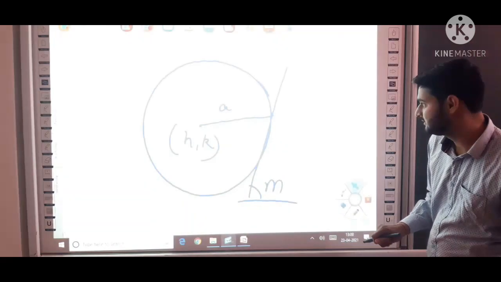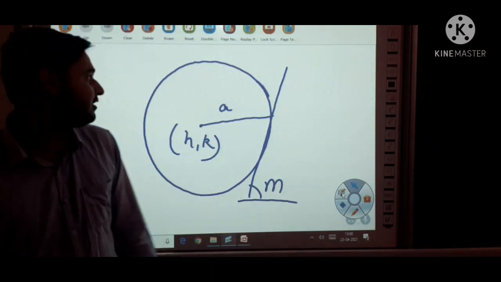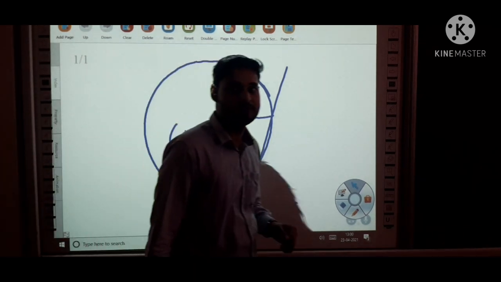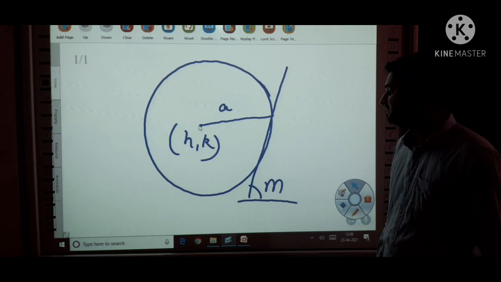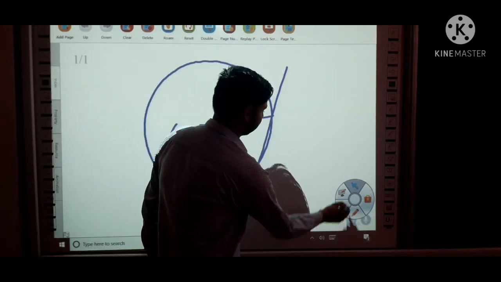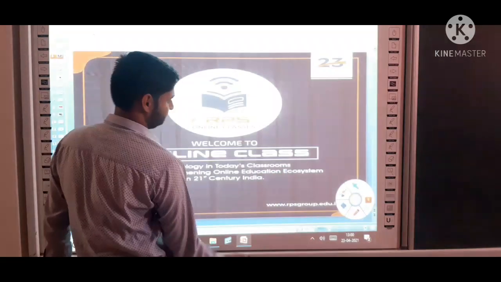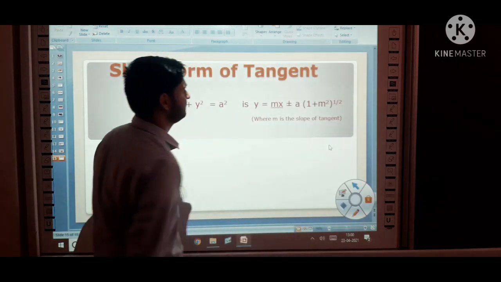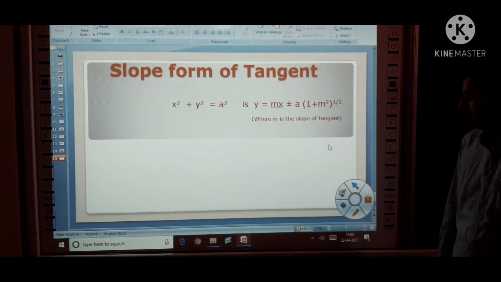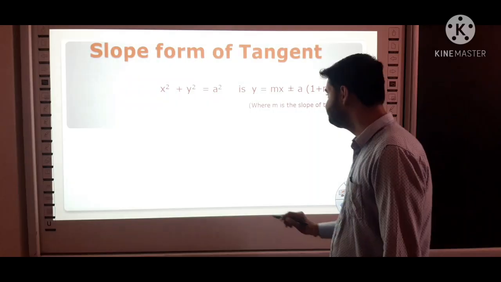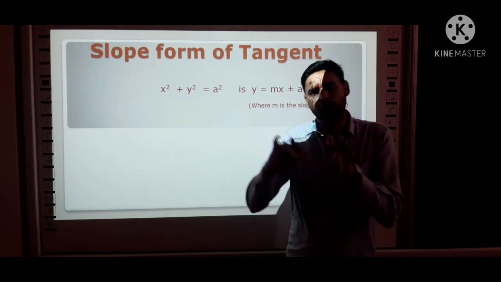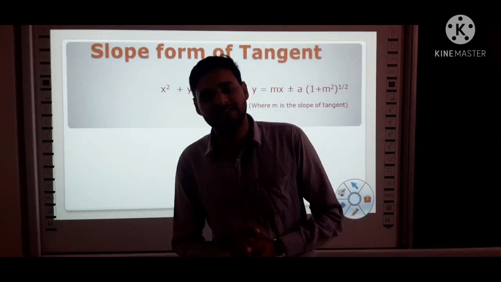So that slide was our last slide. Now we have learned that if we have a circle, then the slope form of tangent is y is equal to mx plus minus a into 1 plus m square raised to power 1 by 2. So this is the slope form of tangent. In this video we have learned all about the conic part and the first part, that is circle.